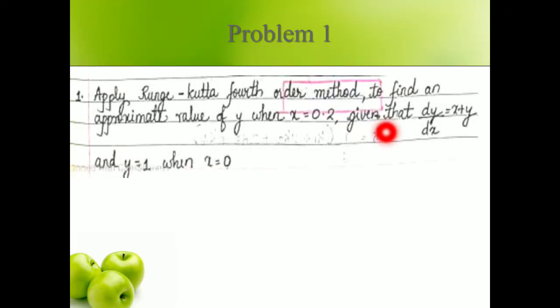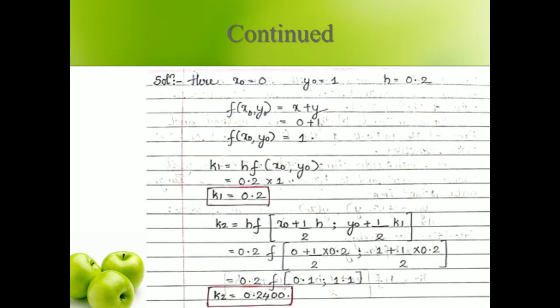So we'll go to problem 1, which I have already told you about. Your y dash value is x plus y, the initial y value is 1 and the x value is 0. So we will go to the solution. What are the initial values? x naught is 0, y naught is 1, h value is 0.2.